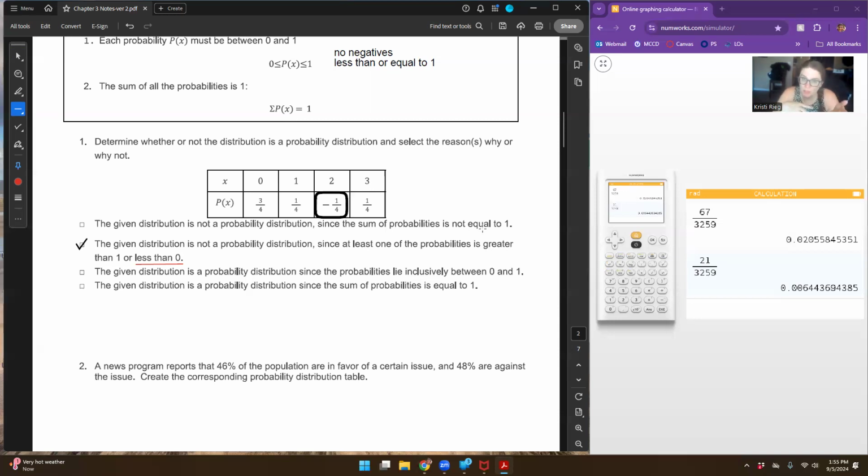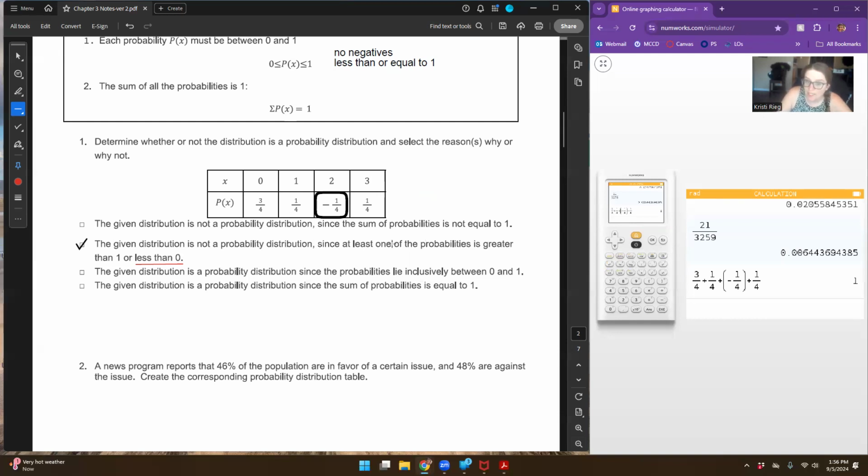The other one might also be true, and it might not. And so you can just add these up. Some people can just add them up quickly in their head. If you can't, just throw them into your calculator. We have 3/4 plus 1/4 plus negative 1/4 plus 1/4, and it equals 1.